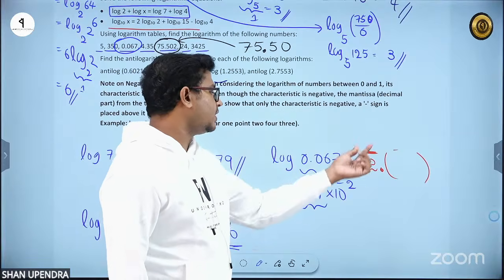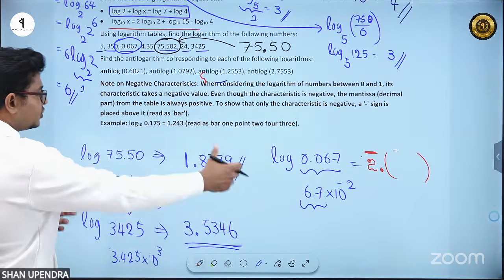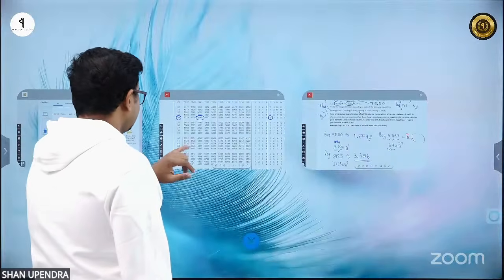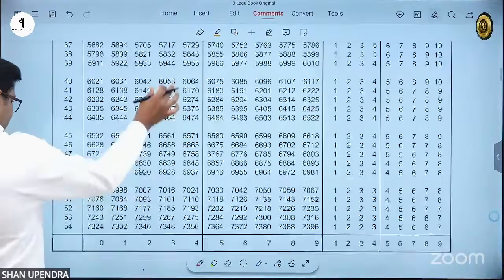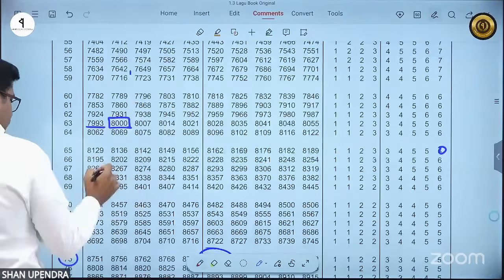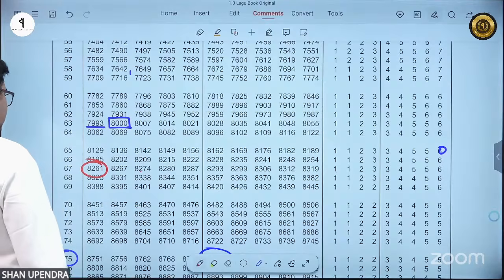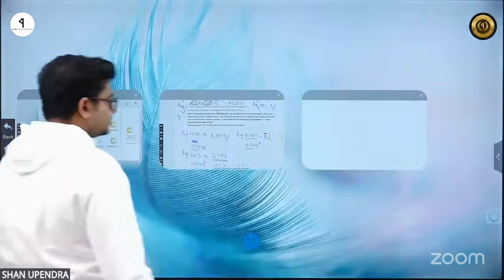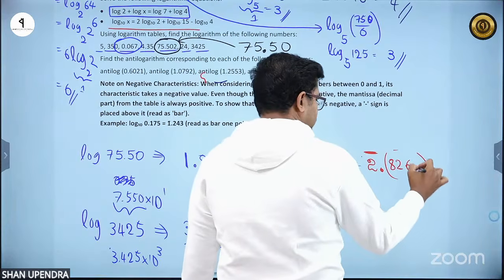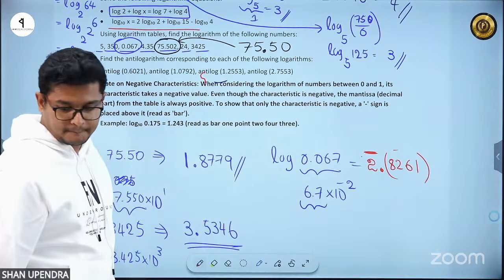Bar 2, and then you can take 6.7. For 6.7, you can use this table: 6.7, 8261. You can put that one here. Okay.